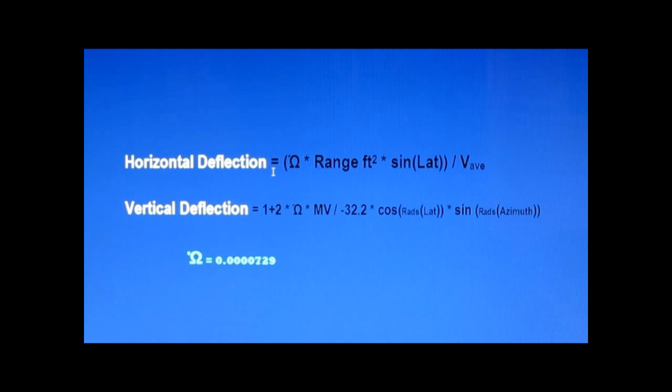You're going to take your omega constant, multiply it by your range in feet squared. So however far you are, squared in feet, okay? So if you're at 100 yards, that's going to be 300 feet. Take 300 feet squared, or whatever. Now, 100 yards ain't going to have enough to have a horizontal deflection, but you get the idea. You're going to take that and multiply that by the sine of your latitude.